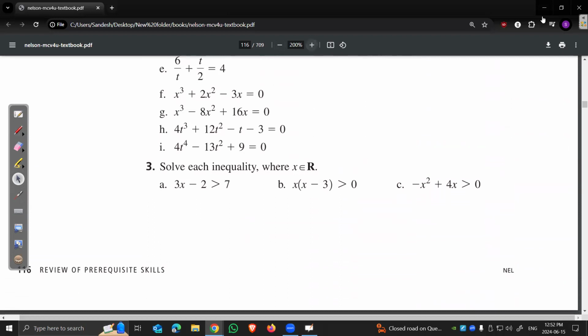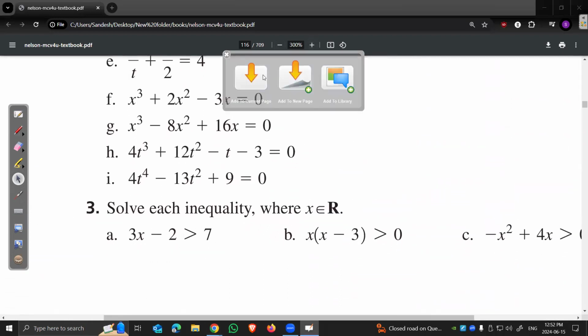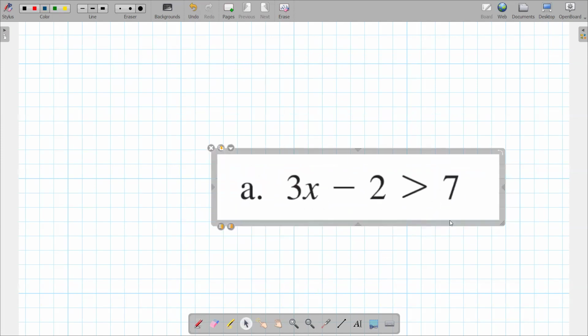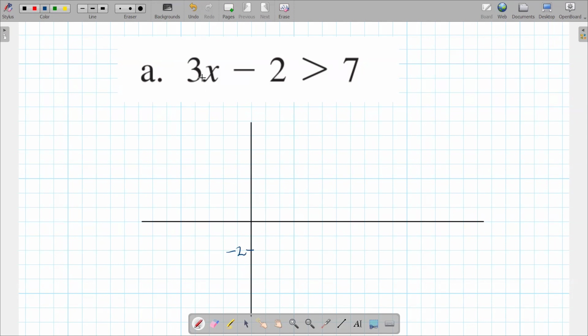All right, let's do some of these. It says solve an inequality. Now notice the sign in the middle is no longer an equals. If you have greater than, less than, greater than or equal to, less than or equal to, these are called inequalities. Again, what's happening here is this. You have your curve 3x minus 2. So the y-intercept is -2. What's a point on this curve?